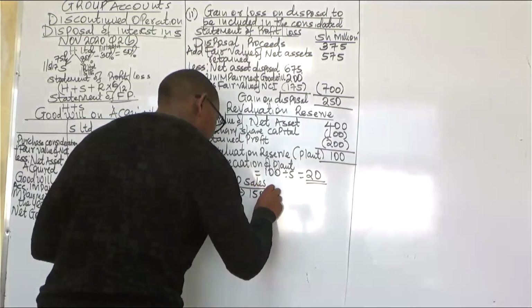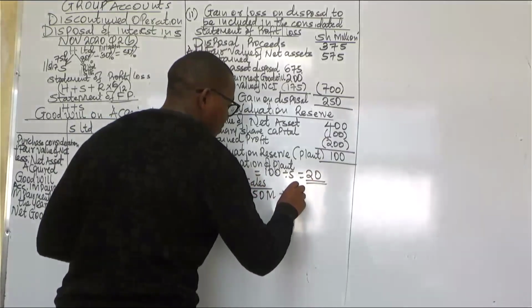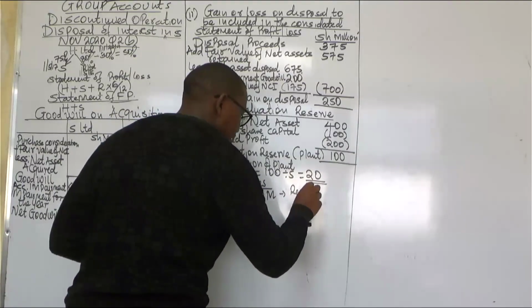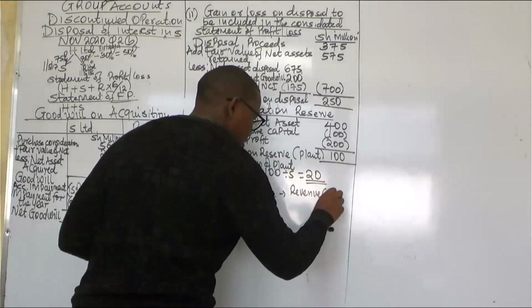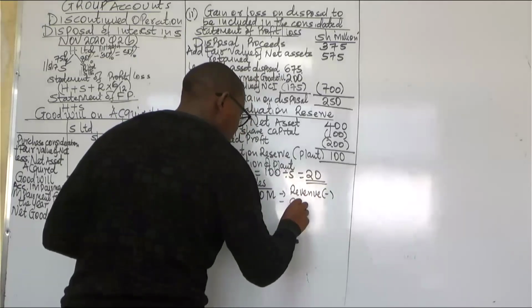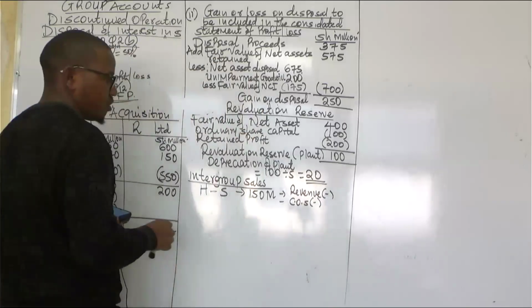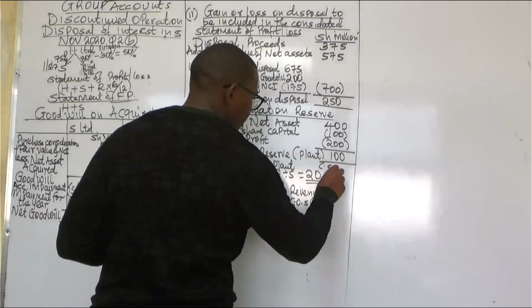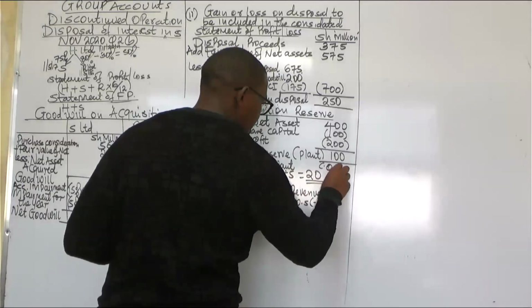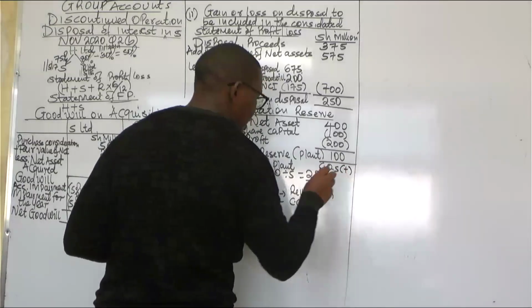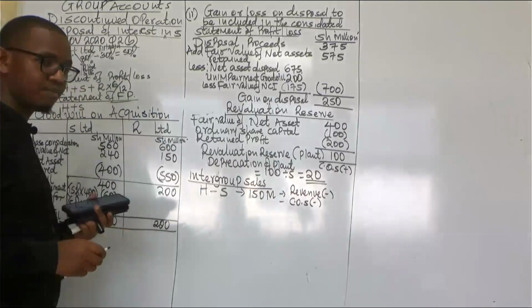150 million. We know this one, we're supposed to less it on the revenue. You less the revenue. You also less on the cost of sales. This one I've said you add on the cost of sales as an expense. You add on the cost of sales.